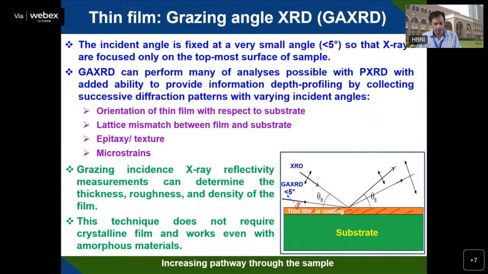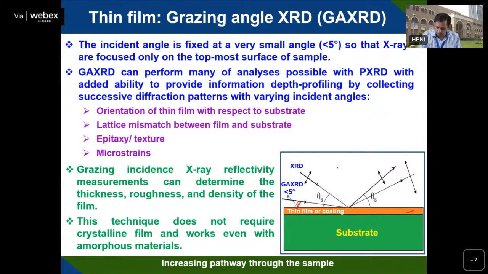With grazing angle incidence, other techniques like X-ray reflectivity measurement are also possible, where you can do thickness, roughness and density calculations. In addition, this technique doesn't require a crystalline film. Like in powder XRD or single crystal XRD, you need crystalline material to see the crystal structure. Here, since you are mainly concerned with depth profiling and those analyses, amorphous material can be used in these techniques.